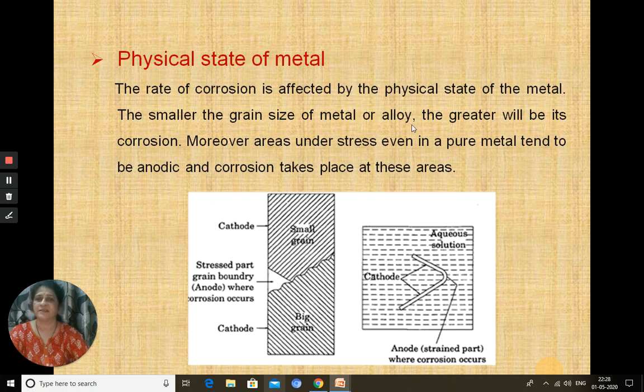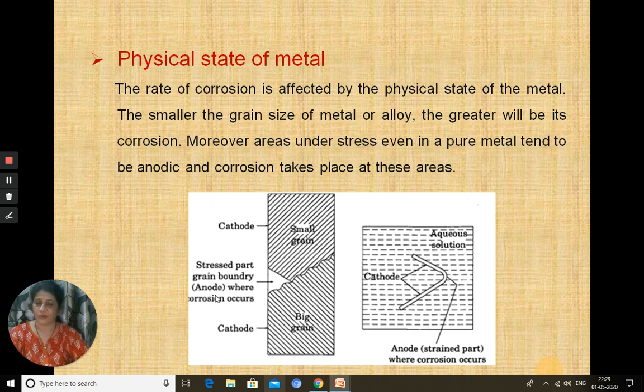The next is the physical state of metal. The rate of corrosion is affected by the physical state of the metal. The smaller the grain size of a metal or alloy, the greater will be its corrosion. Moreover, areas under stress, even in a pure metal, tend to be anodic and corrosion takes place at these areas. It's very, very important. Let us see these examples. The portion of the metal at the grain boundaries is always under stress because the valencies are not satisfied. So you can see here the grain boundaries are the stressed part, and because they are stressed, they will act as an anode.